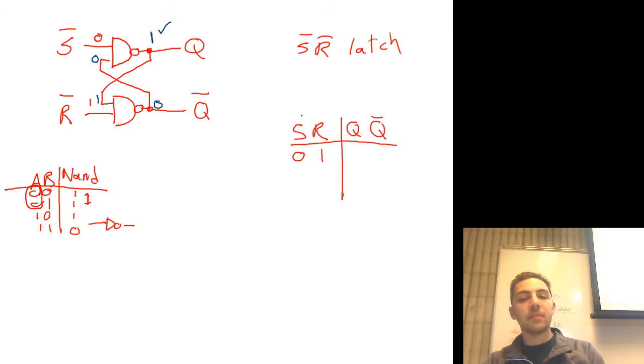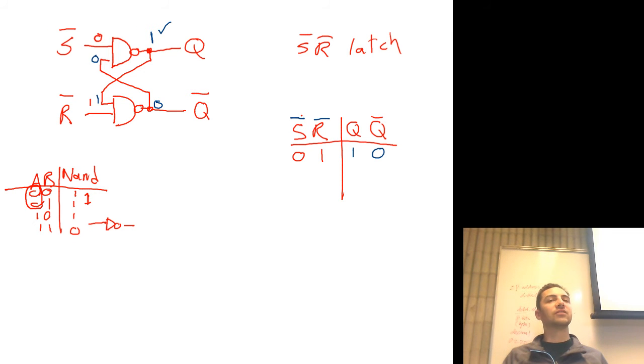What does that mean, though? That means that Q is 1, Q bar is 0. And that's why we call it S bar, R bar. This is like having active low inputs. To set this device, to set Q high, you have to put a 0 onto the S bit.